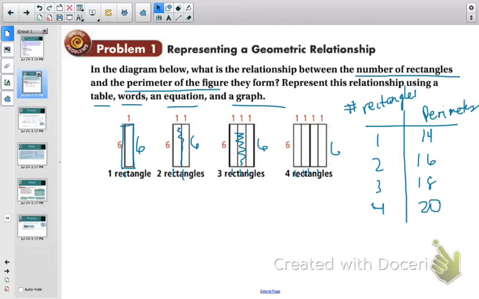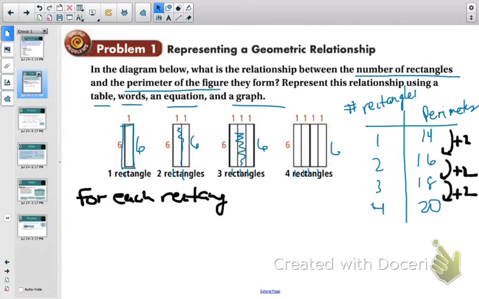So writing this all out, you can see a pattern starting to form here. If you notice, every time you add a rectangle, your perimeter goes up by 2. Okay, so that's a table. Words, you can just write basically what I just said: for each rectangle added, the perimeter goes up by 2.